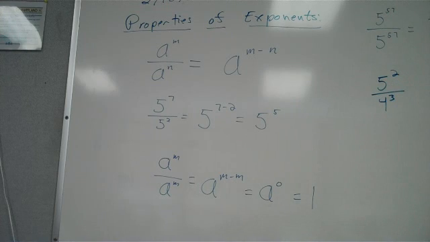Five squared divided by 4 cubed. Which of these rules apply? Neither. None of them. There's nothing you can do. You can write that it's 25 over 64 and call it a day. Really? Yeah, that's about it.